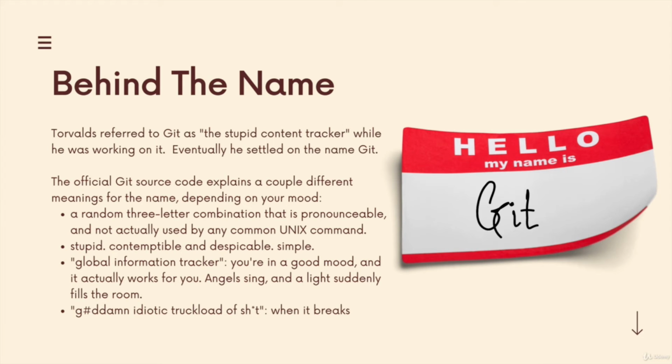Then we have Global Information Tracker. That's the more corporate, cleaned up version. Git, G-I-T, Global Information Tracker. That's for when you're in a good mood and it actually works for you. Angels sing and a light suddenly fills the room. And then when things break and it doesn't work, you can say it is gosh darn idiotic truckload of, you know what? Oh, I always feel like such a goody two-shoes in these videos. I don't want to lead to any angry reviews and commenters, but this is in the source code, right? I didn't put this in there myself. That's in the official source for Git.